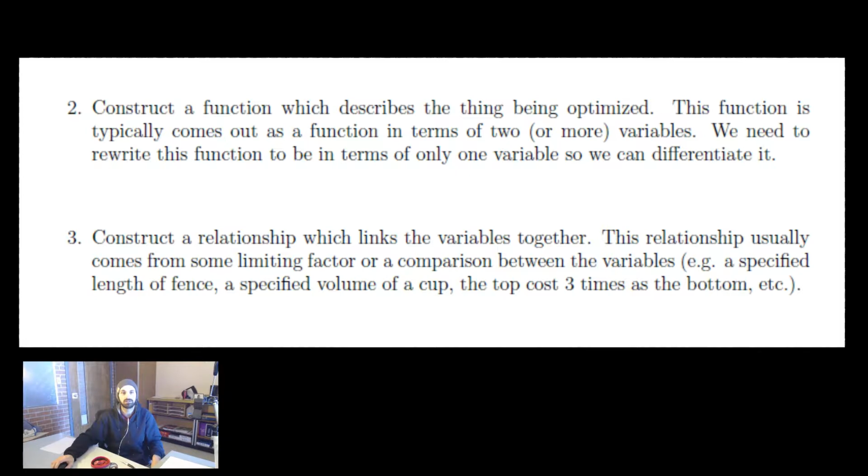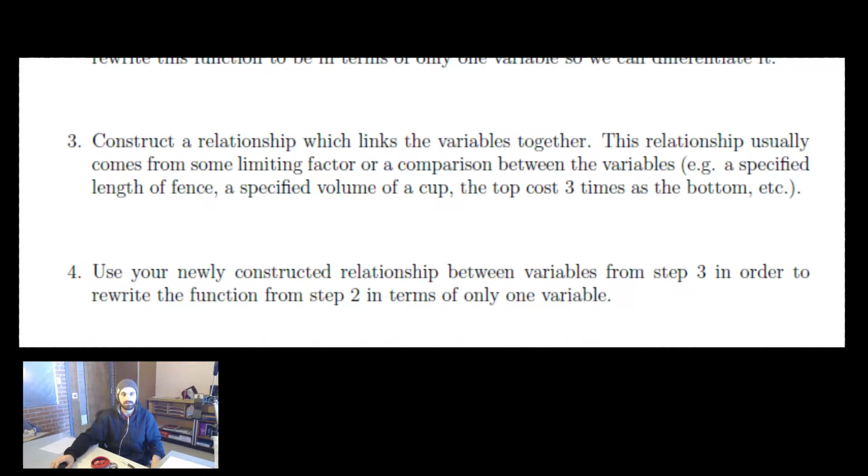Typically, this relationship comes from some limiting factor, like you have so much fence, or you can only have so much volume, or it might not be from a limiting factor, but it might be from comparing the variables, which would be something like the top costs 3 times more than the bottom to make, or something to that effect. So the relationship between the variables allows us to redescribe the equation that we constructed.